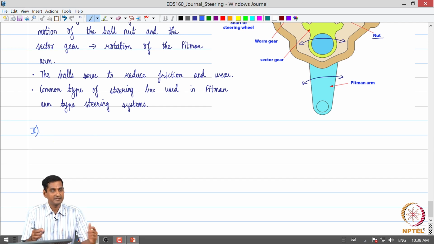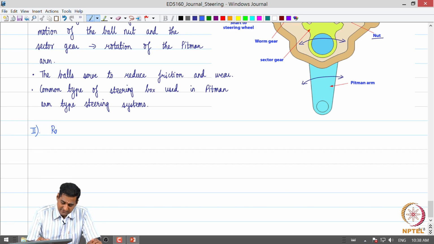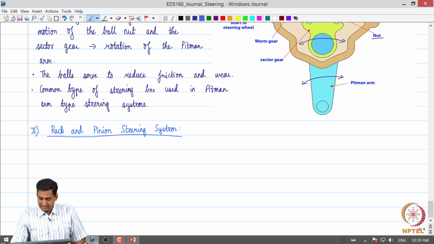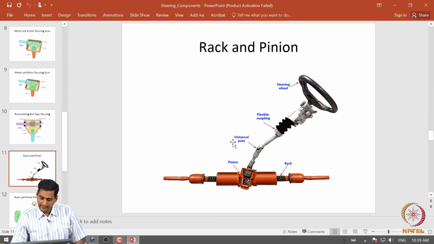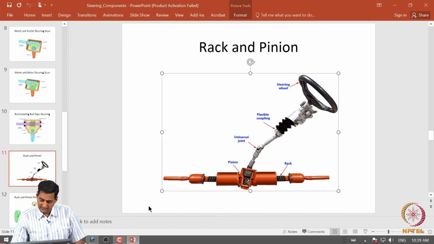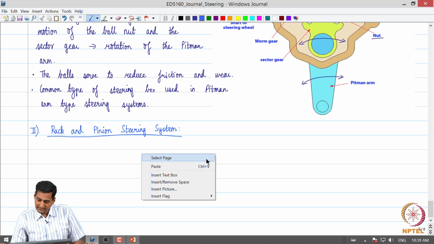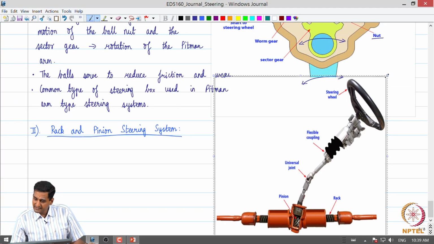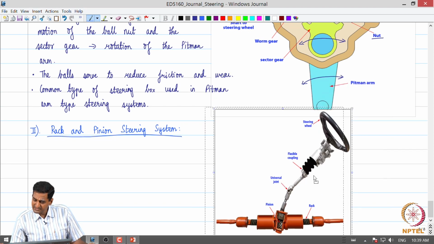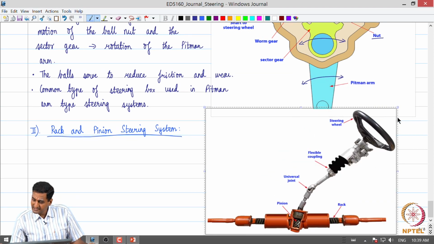gear based steering system, and the one which is very popular in passenger cars, SUVs and all is what is called a rack and pinion steering system. So, what is this rack and pinion steering system? Typically used in cars, almost in all the classes of passenger cars, a rack and pinion system is utilized. So, what happens in this rack and pinion system?